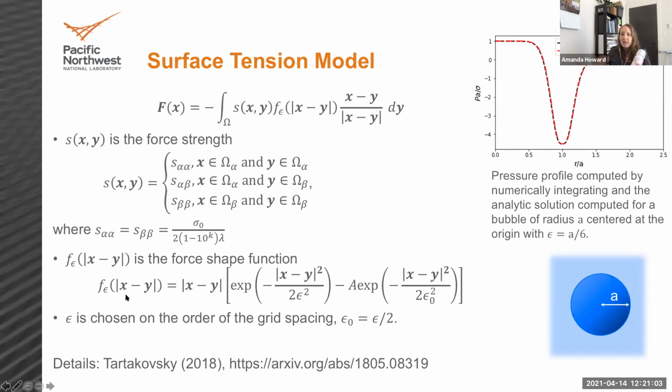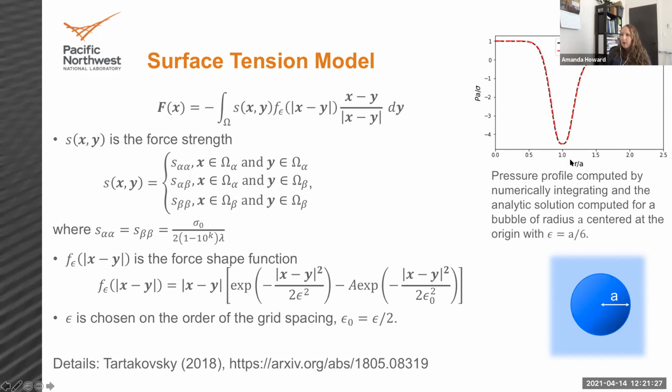And by changing the length scale, we can model either a macroscopic or a nanoscopic bubble. So if we want to model a macroscopic bubble, we choose epsilon to be small. So it's on the order of the grid spacing in our code. And if we want to model a nanoscale bubble, we choose epsilon to be large. So this works well in the nanoscale case. We can capture the pressure jump from inside to outside the bubble.